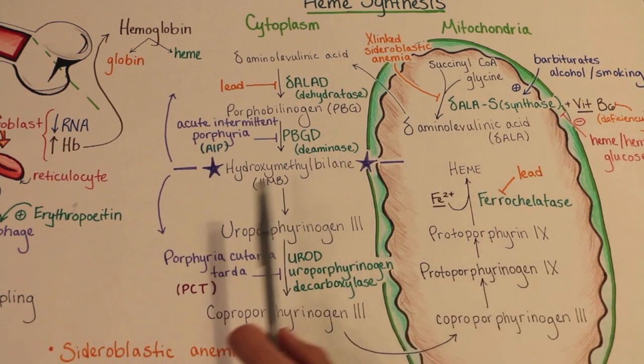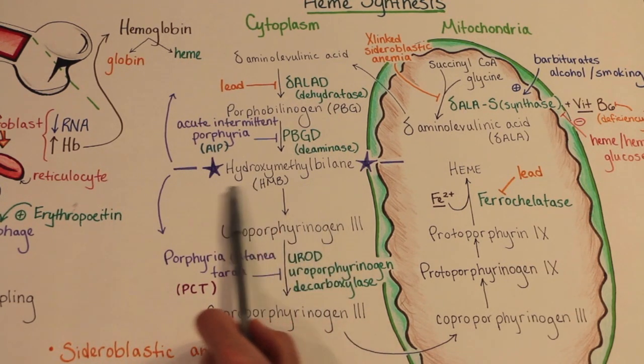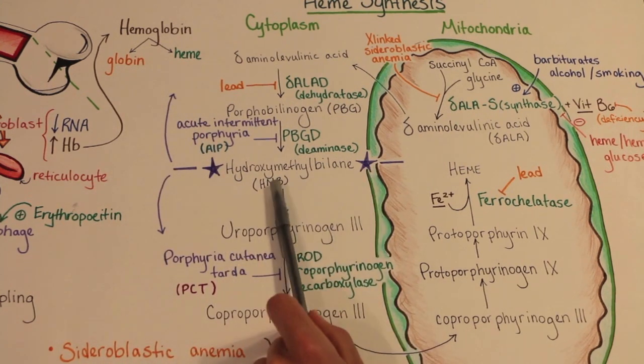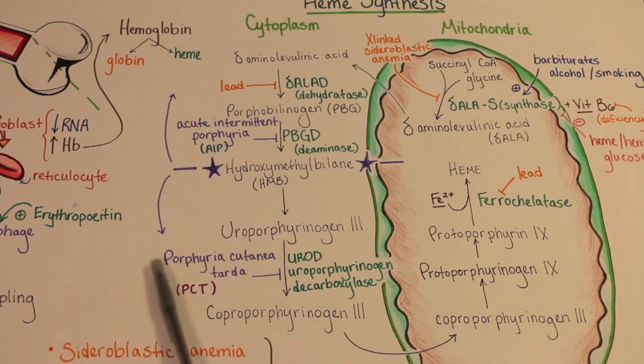When looking at the porphyrias, there's a key dichotomy to remember. Anything that affects the steps before hydroxymethylbilane will cause a visceral porphyria, since there are no protoporphyrins made, and therefore there's no photosensitive rash. In contrast, anything after hydroxymethylbilane will cause a cutaneous porphyria, since porphyrin rings are made, and those will be deposited in the skin causing a photosensitive rash.